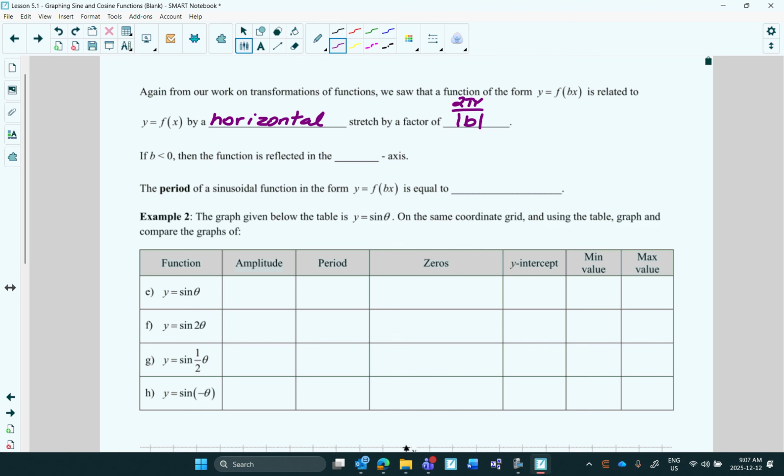Because if you think about it, y equals sine theta starts its cycle again after 2 pi, right? But if I were to stretch it, if this was 2, that means it would stretch a half, so it would stretch back to pi, which is why I have to do 2 pi divided by b. This will make sense once we do it. And if b is less than 0, we flip it over the y-axis. It's a horizontal flip.